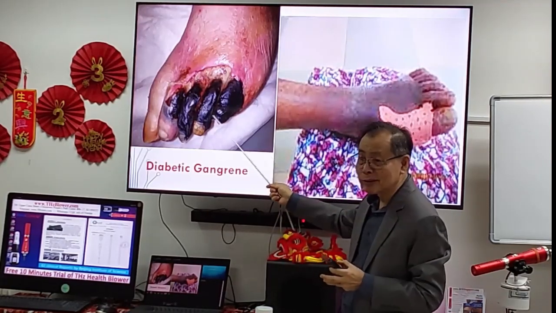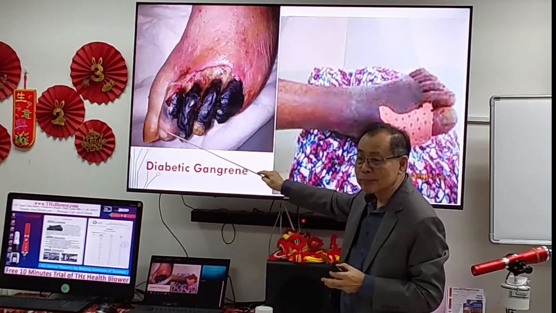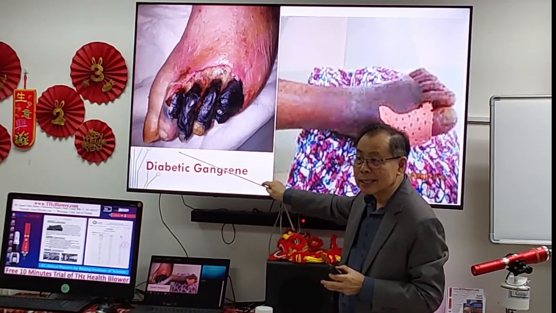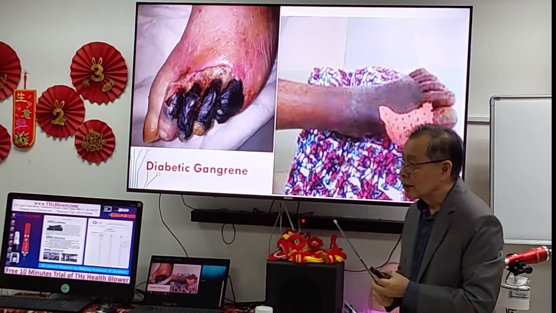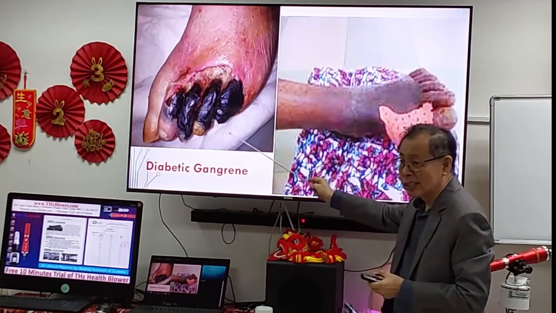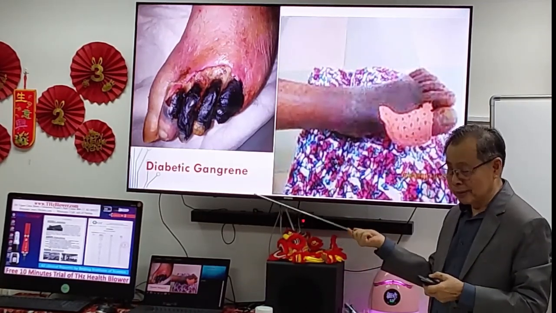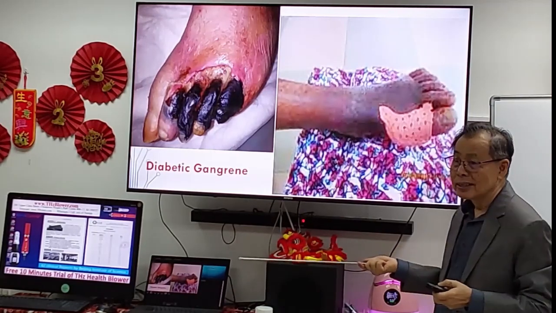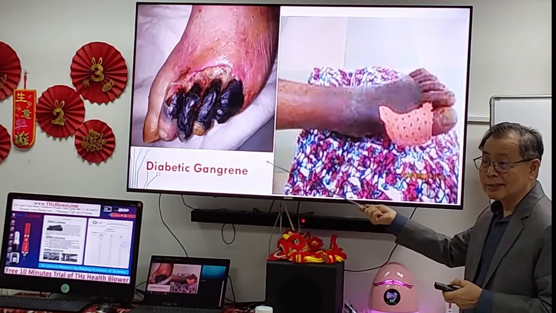Especially if it's far away from the heart. This is the most distant region of the body from the heart. The hand is closer to the heart. This is further, so because it's further away, it's least affected by blood flow. This awful picture, yeah, you do see this in real life.